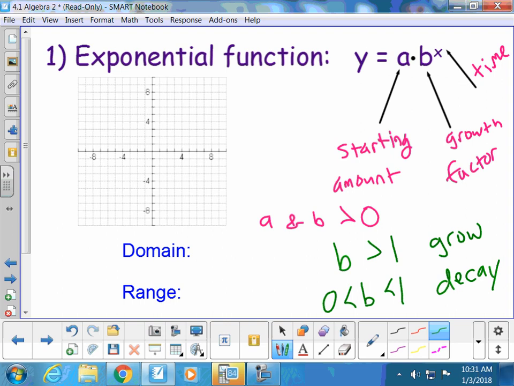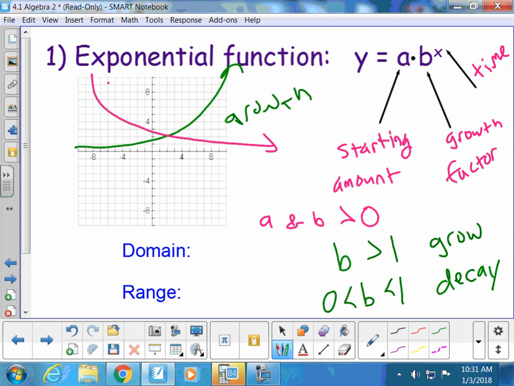So growth, I'll just have green be my growth. Growth would look like this. And decay would look like this. But notice, my graphs are never going into quadrant 3 or 4, are they? There's actually an invisible boundary line right about here called an asymptote. Can you say that word? Asymptote. We'll write that down in a few minutes.